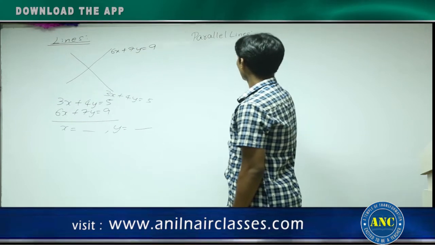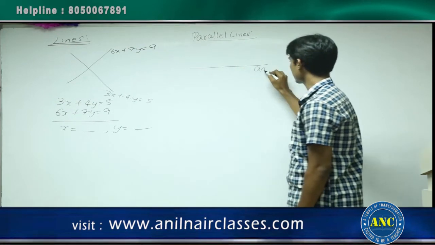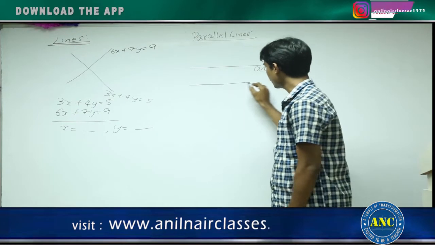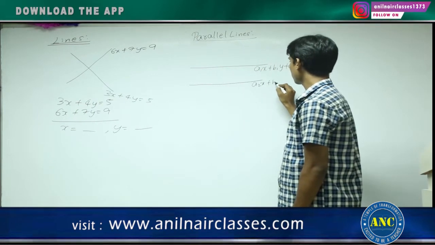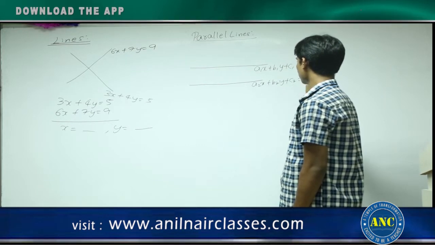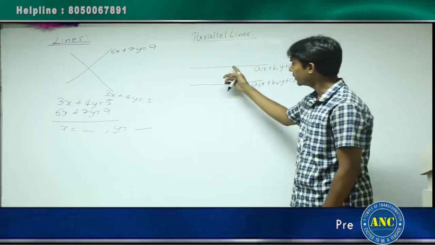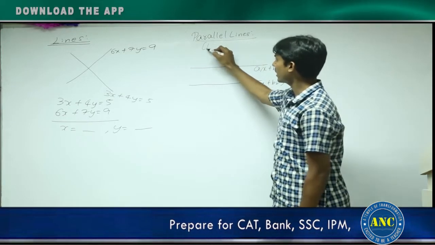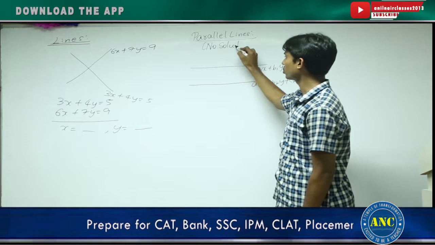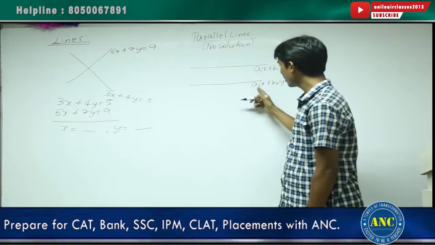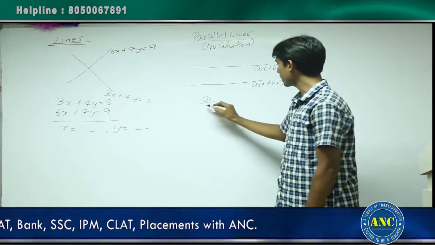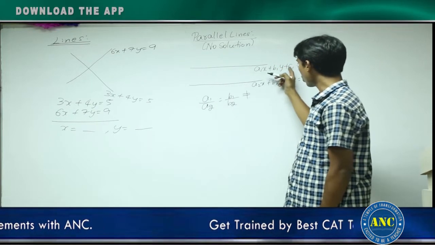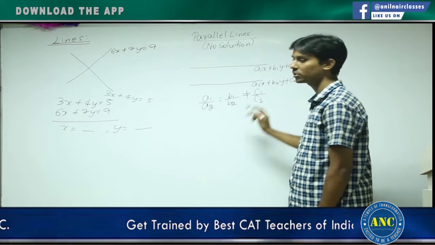Parallel lines. There is one line here. The equation is a1x plus b1y plus c1 equal to 0. There is another line which is parallel to it, a2x plus b2y plus c2 equal to 0. Will they intersect? They will never intersect. Parallel lines will never have any solution. No solutions. For parallel lines, the ratio of a1 by a2 and b1 by b2 should be the same. Only the constant should be different.